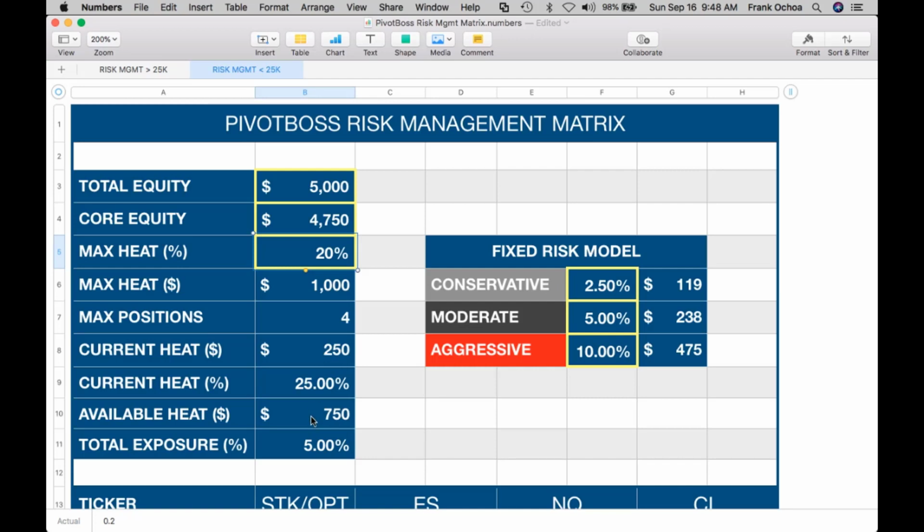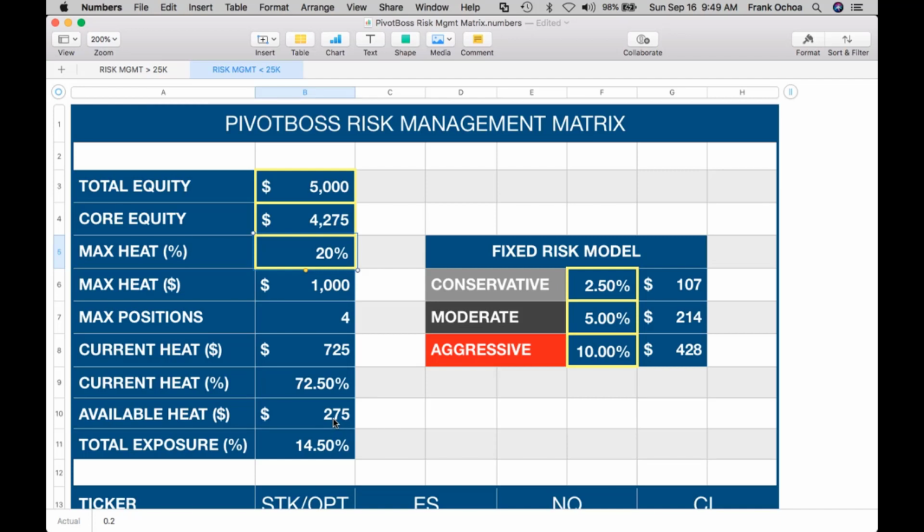Say you have a really good trade opportunity coming up and you want to be more aggressive. You can now risk $475 on the next one. So from that 4750, you would now subtract 475, and that would leave you with 4275. Now you're in two trades. One is moderate, one is aggressive. You have a current heat of 725.